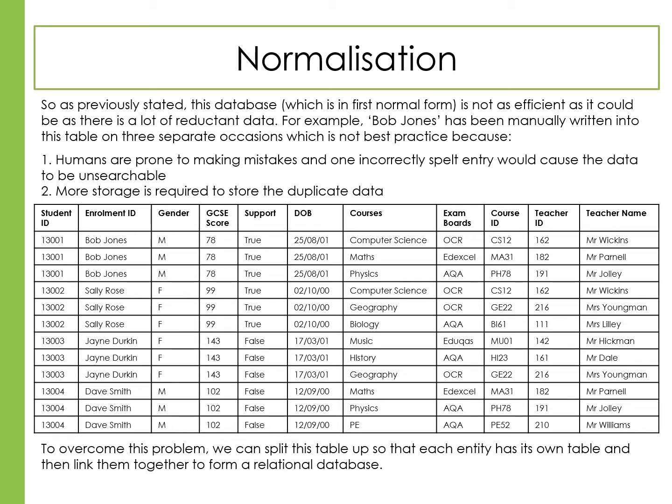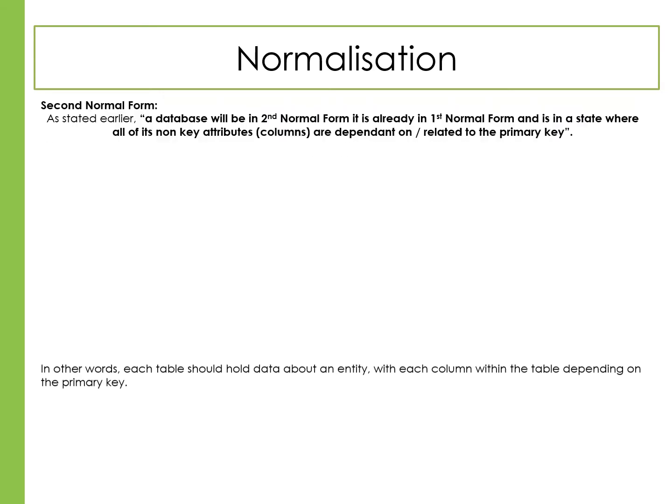So here you can see, as we previously said, Bob Jones has been manually written in 3 different times, which is again not good practice. It's that flat file database. We could make mistakes, and this could mean a spelling error could cause the data to be unsearchable. More storage is also required to duplicate this data. So to overcome this problem, we can split this table up so that each entity has its own table and we can link them together to form a relational database.